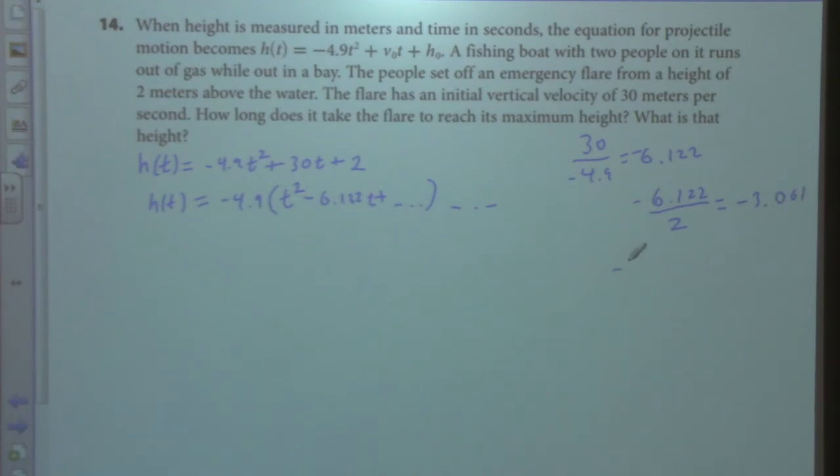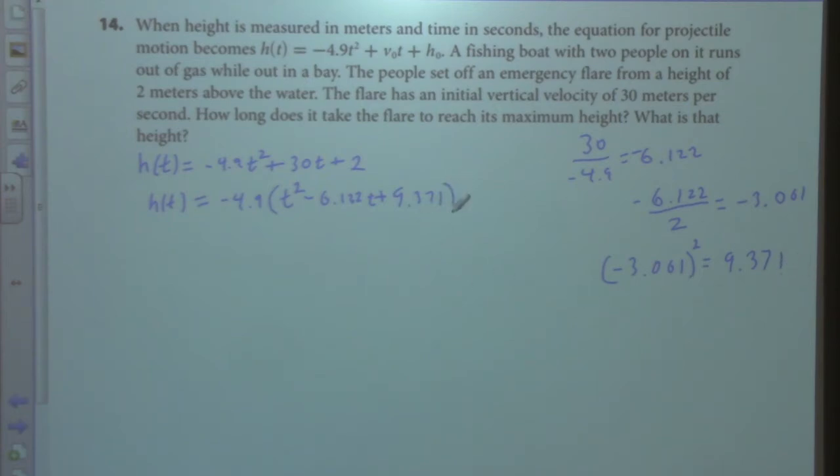And then if we take negative 3.061 squared, what do we get with that? We'll get 9 point something. 9.369, so we'll call it 9.37. So we're putting 9.37 out here, right? Or do you want to do 9.371? Yeah, you could do that, so I'll do that. I think it becomes less important, but 9.371 we call it.